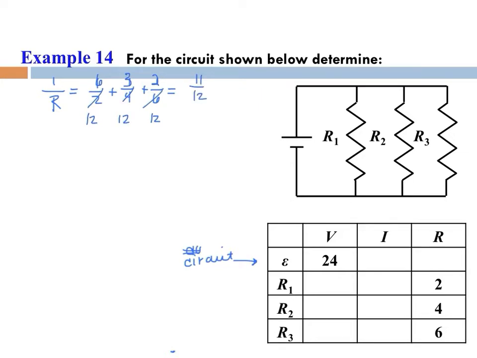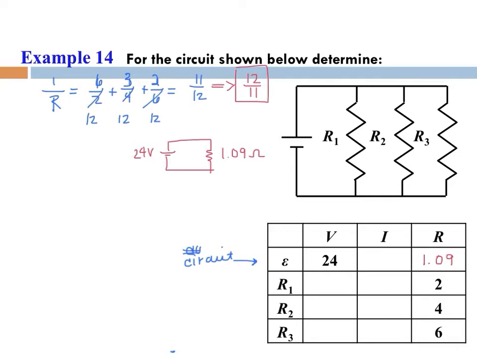And then one of the most important rules is that you do need to get the inverse of that after you've added them all together. So 12 over 11, or 1.09, is our equivalent resistance. Again, that's the resistance for the entire circuit. So that means if I wanted to, I could redraw this and replace these 3 resistors with the 1.09 ohm resistor, and then everything else would be identical.